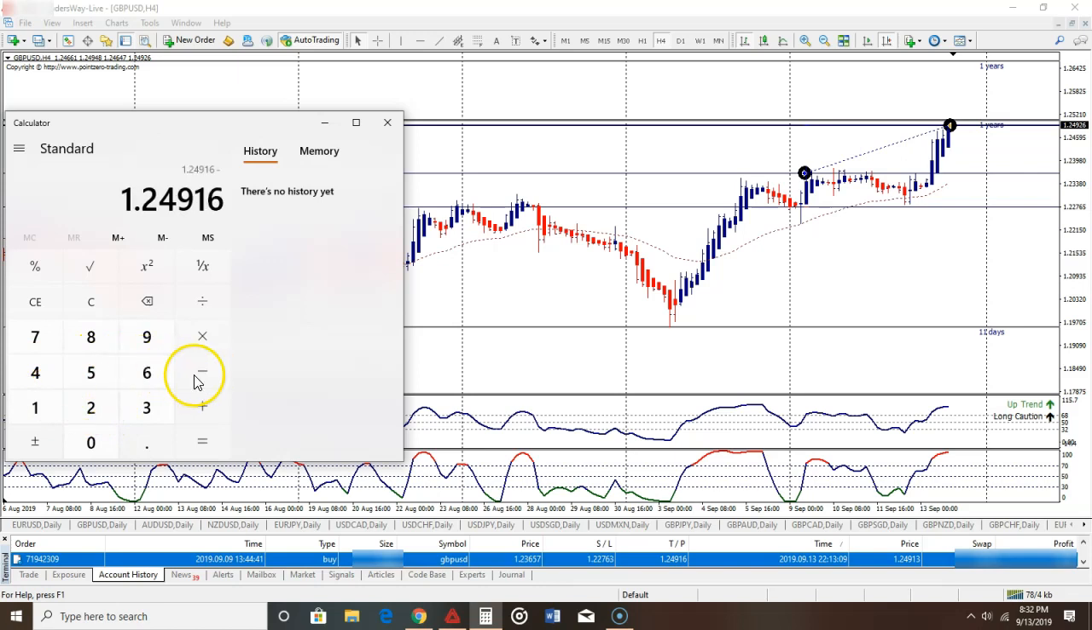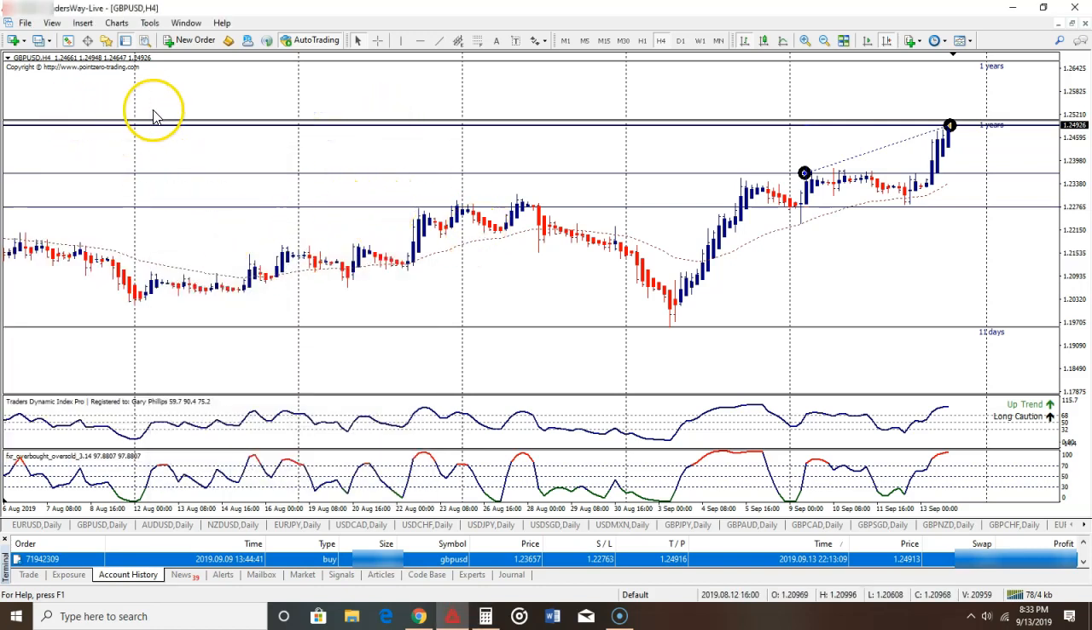1.24916. And my entry was 1.23657. Hope I got this correct. So boom, that was 125. Let's call it 126 pips profit. 126 pips on that one trade.